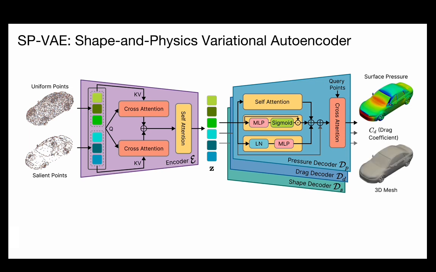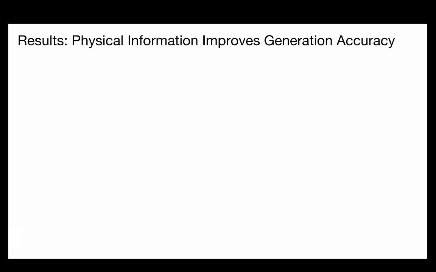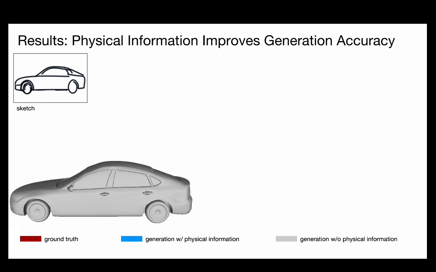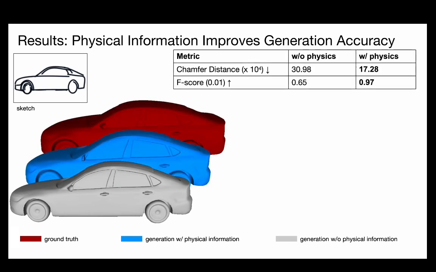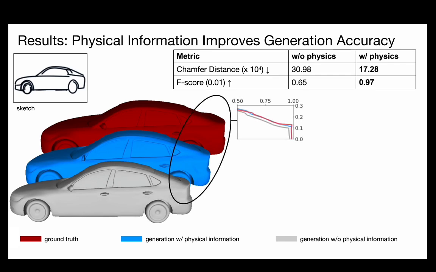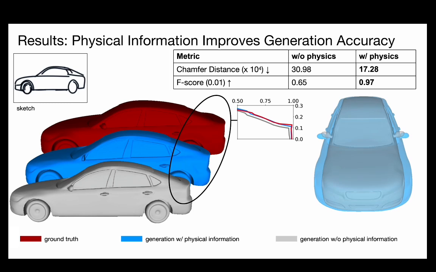Let's look at how this improves generation accuracy. Starting from an input sketch, the generation without physical guidance, shown here in gray, deviates significantly from the ground truth in red, especially at the rear and roof. In contrast, with our physical guidance, the generated blue shape aligns much more closely with the target geometry. As the table confirms, physical cues effectively correct the shape, leading to higher accuracy. This is even more obvious from the front view, where the blue shape is clearly closer to the red ground truth.